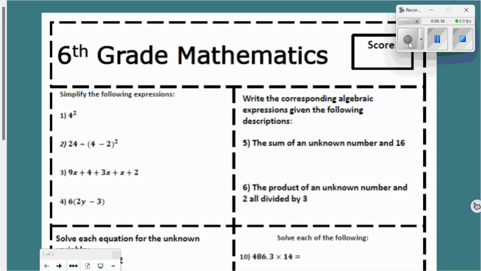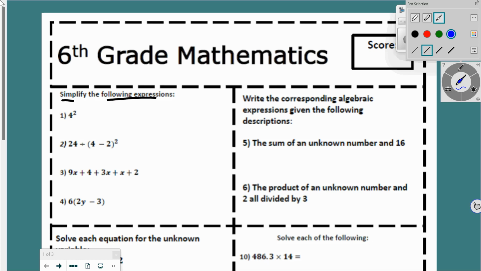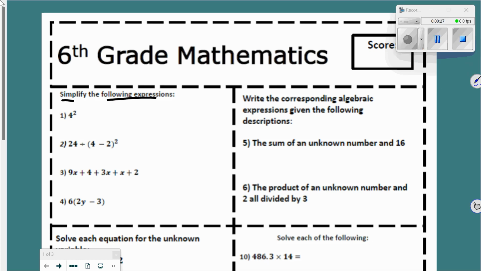Our first one, simplify the following expressions. When it says simplify, it's basically telling you to get it to the easiest answer you can. If I can solve it, that means solved. If I can't solve it, it means get as few things as you can. In this case, I can solve it. 4 squared is 4 times 4, which equals 16.